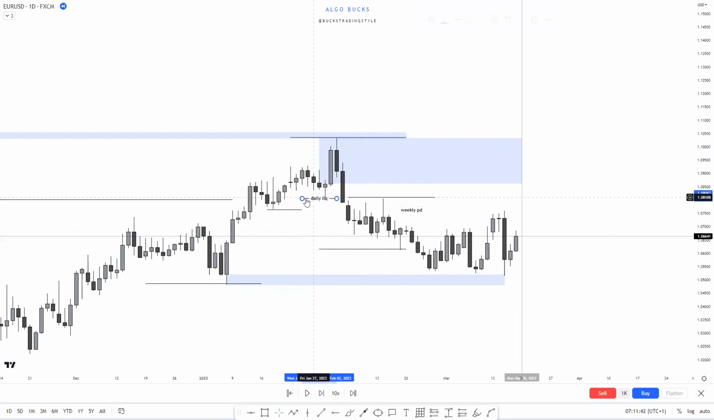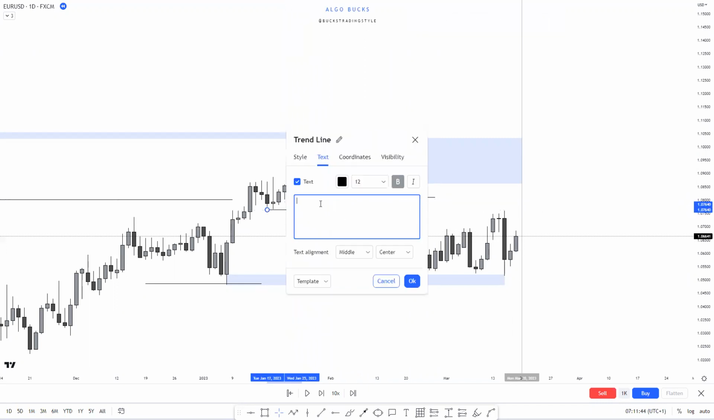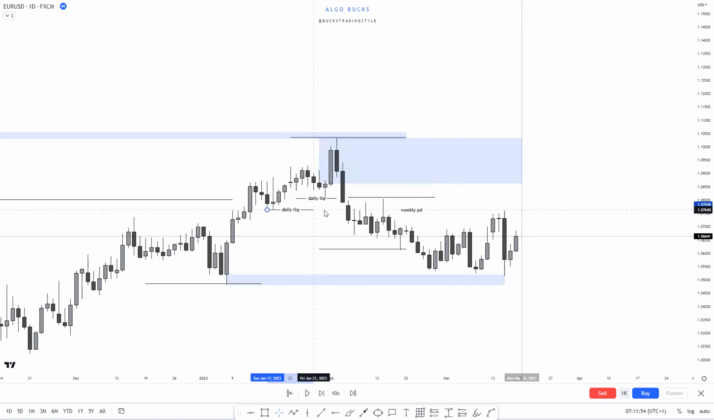Now, this right here becomes the invalidation level, okay? So that right there was the invalidation zone. And if price takes it out, price has taken out two levels of structure, which is then the TLQ.